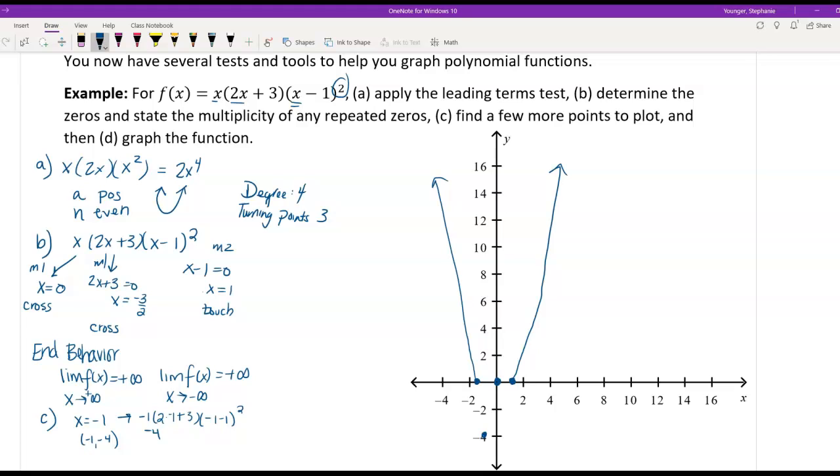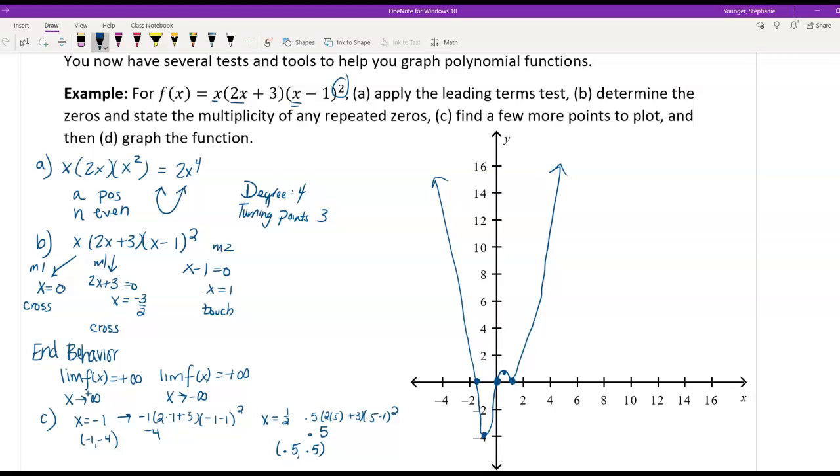Now, between 0 and 1, let's choose 1/2. So if x equals 1/2, we have 0.5 times 2 times 0.5 plus 3 times 0.5 minus 1 squared. And when I put that into my calculator, I get 0.5. So now I have a 0.5, 0.5 point. So 1/2, 1/2. So I'm looking right around this mark. So now I have a better idea of how this shape is going to go. I go through, I touch, and boom, we're done.